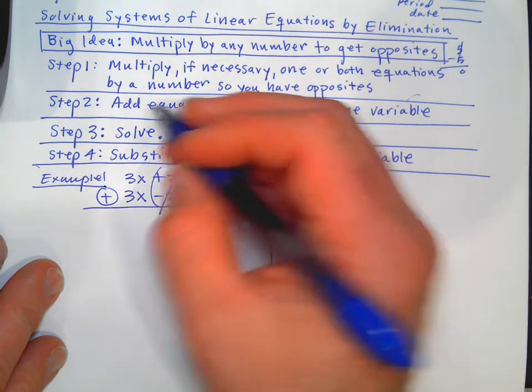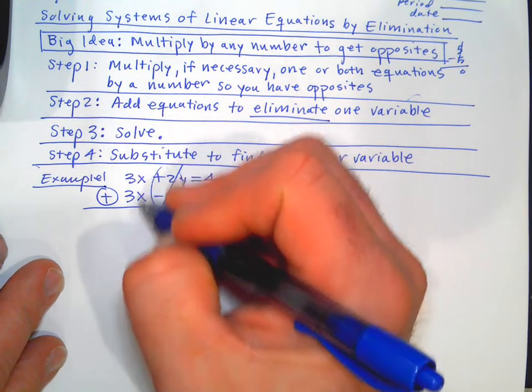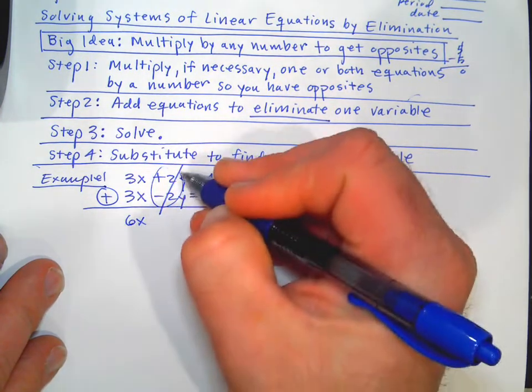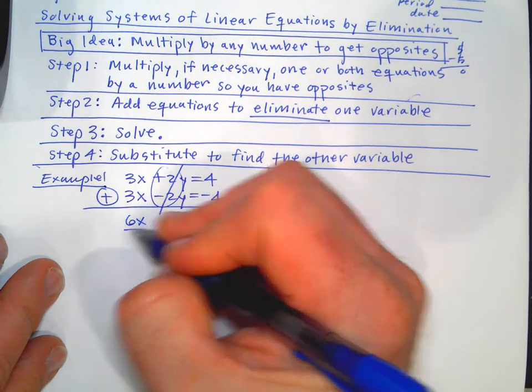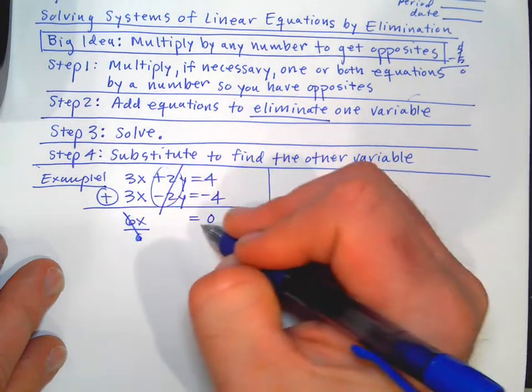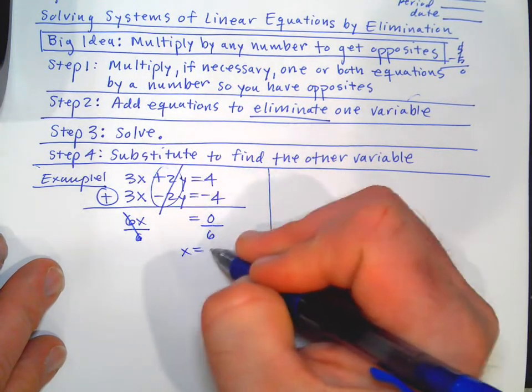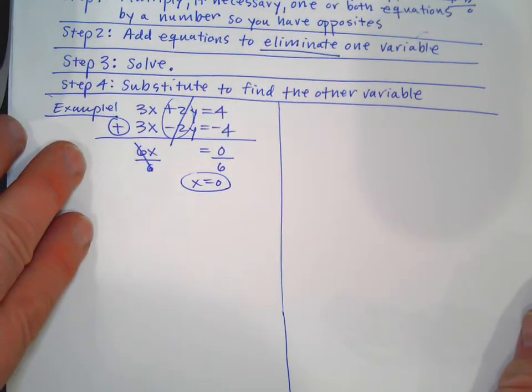But then you're going to add the equations. You're going to add all the like terms on each side. So 3x and 3x is 6x. These cancel each other out. There's nothing left. This gives you 0. And then now you just have one variable. You just have x, so now you can find x. And you get x equals 0. That's half of your answer. You need the y value still.